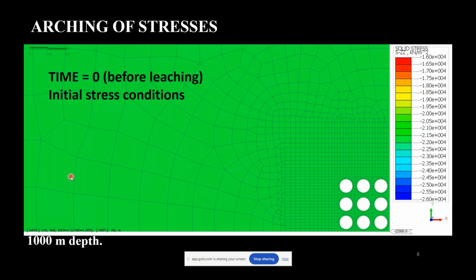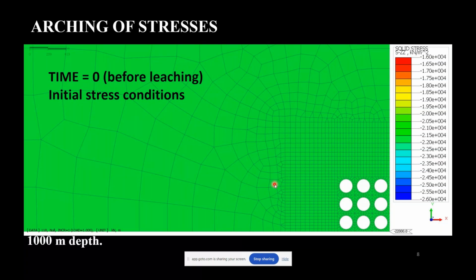Okay, so now I will start presenting a little bit of the results I got. So first, I will present the arching of stresses, and how the arching of stresses will affect the stresses in the rock salt.